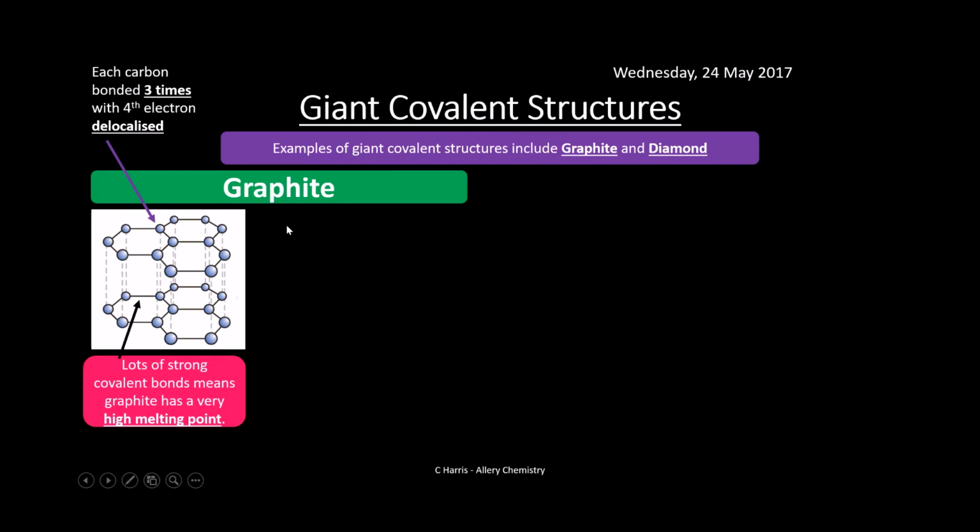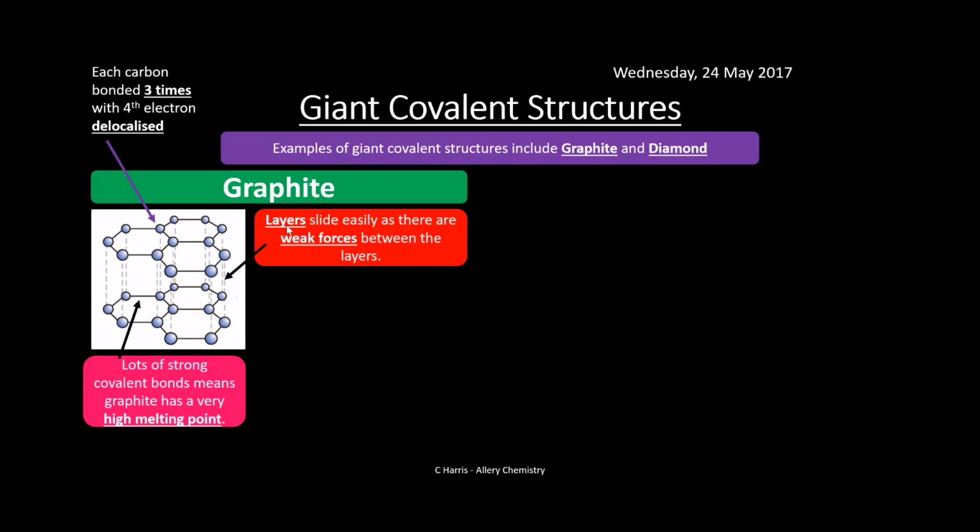There are lots of strong covalent bonds, which means graphite has a really high melting point. It's really difficult to melt because there are many strong covalent bonds. We have layers as well, like we said. That's one of the first observations we could make. They slide over each other easily because we've got weak forces between the layers, which makes them ideal for use as pencils.